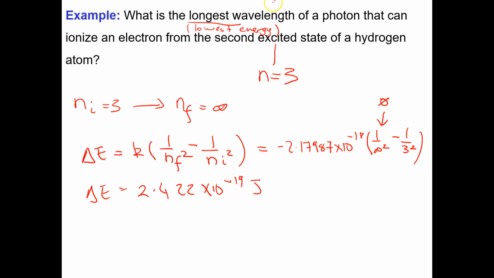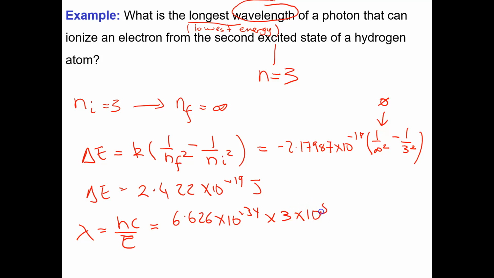Now, we should recognize that they ask for wavelength. So we don't want energy, we want wavelength. So wavelength is equal to hc on E. So Planck's constant, 6.626 by 10 to the minus 34. Speed of light, 3 by 10 to the 8. And then E, 2.422 by 10 to the minus 19.